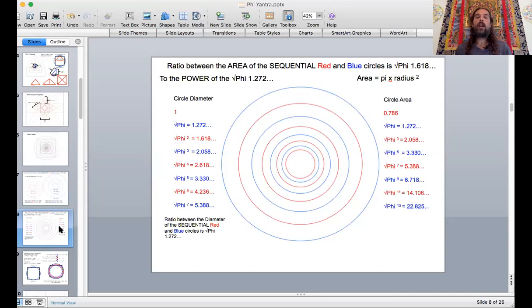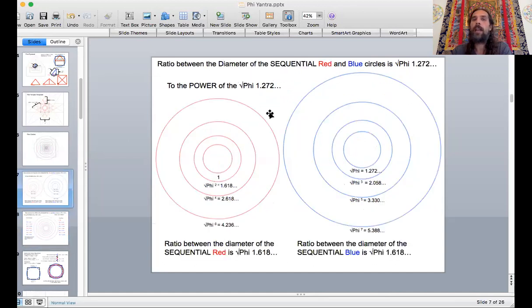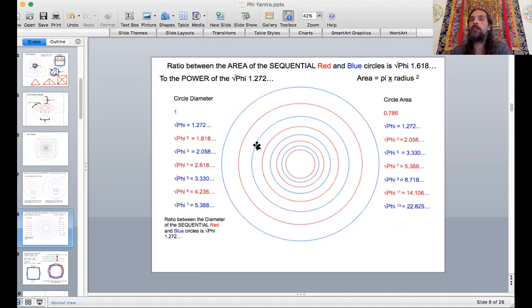But I continued on with this train of thinking. And so I was working, here they are all together. And then the ratio of the area. So I wanted to start looking at the area of these sequential circles. The ratio between the area of these sequential circles, the red and blue circles, is phi, all right? In this one, and I might have confused that here, this was about the diameter of the circles. The diameter of these are increasing by phi. Then I wanted to look at the area of the circles.